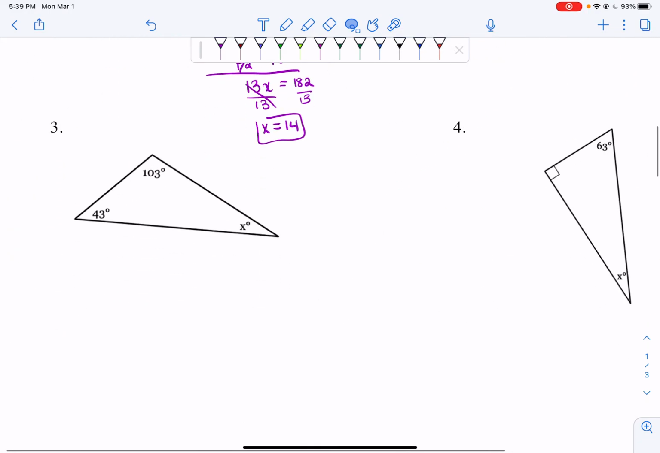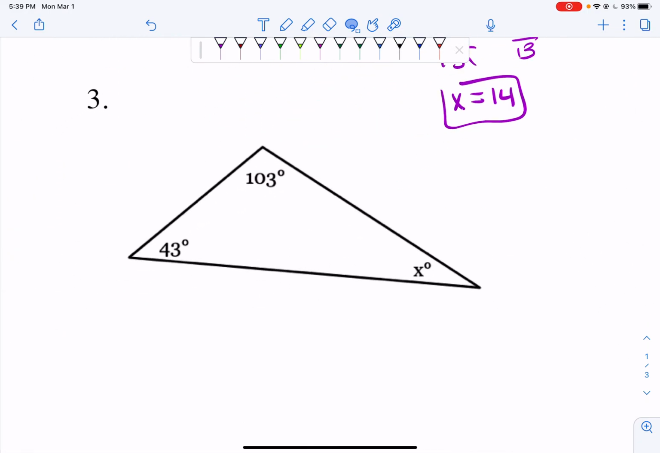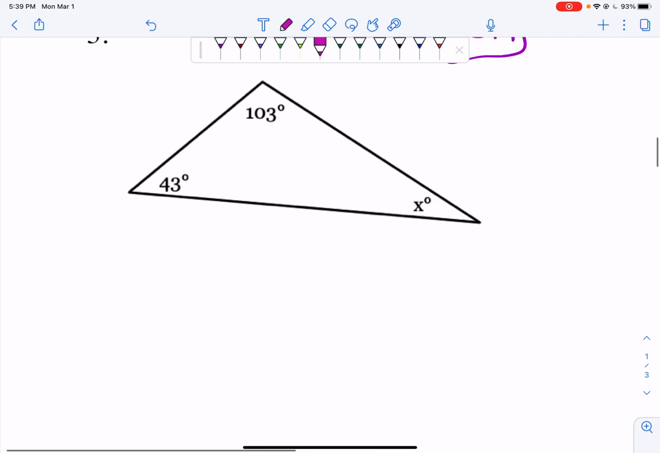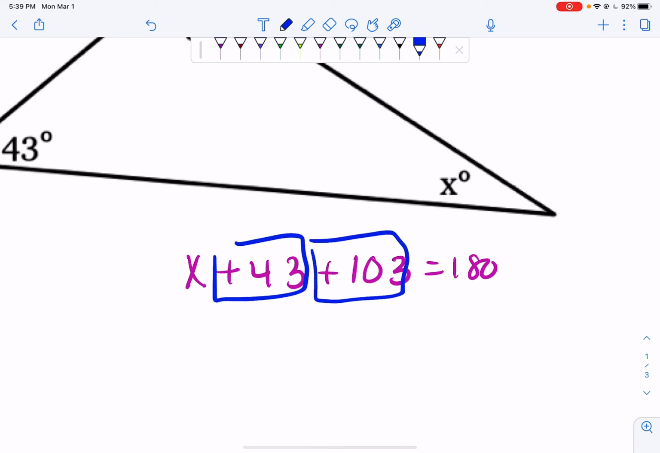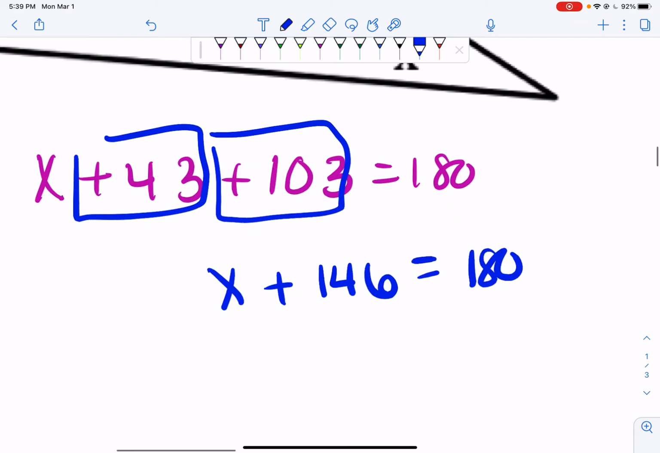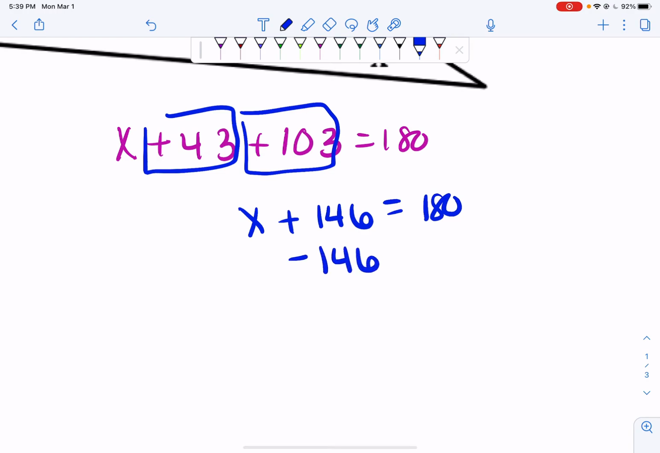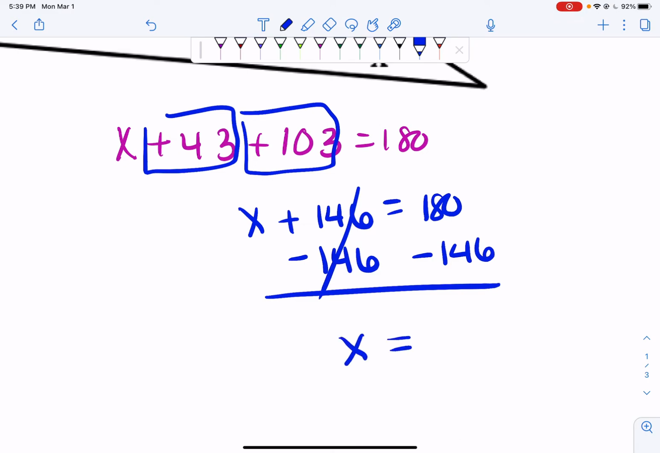Let's go on to number 3. If you look at number 3, this is actually a little simpler. I've got 3 angles: a 103, a 43, and an x. Add them up, set equal to 180. So I have x plus 43 plus 103 equals 180. Now, one thing I want you to do is make sure you combine your like terms first. So 43 and 103 will give me a 146. So I have x plus 146 equals 180. Now to solve for x, I take away 146 from both sides of my equation. So I get x equals 34, and that's your final answer.